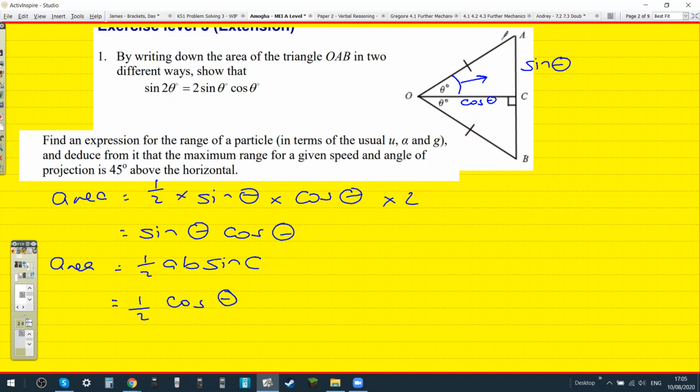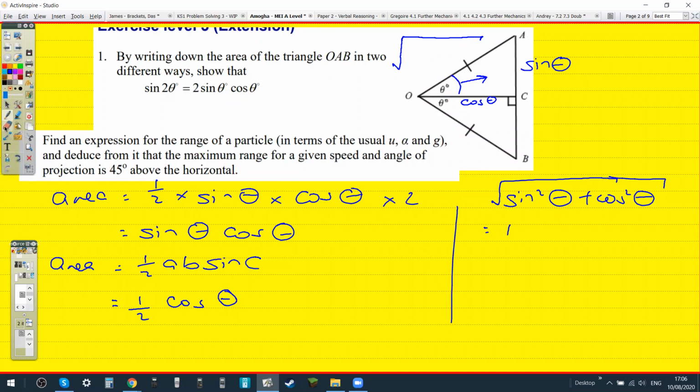O to A. What is the length of O to A? Would it be tan theta? I'm not sure if that's right. It would be, like, Pythagoras. Oh, square root of sine squared theta plus cos squared theta. So it'd just be root 1. That doesn't look right. Cos squared theta, and so that's just 1.